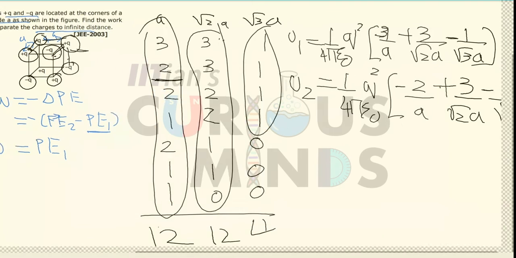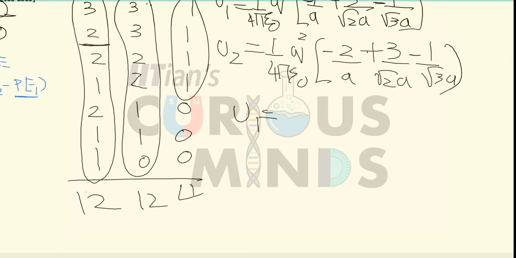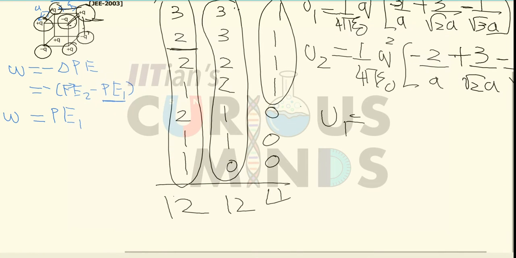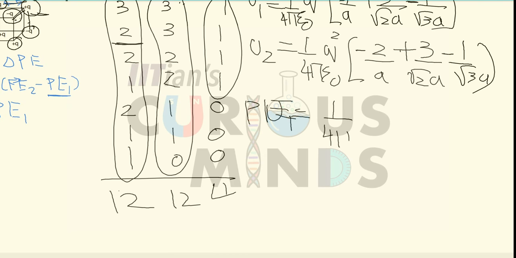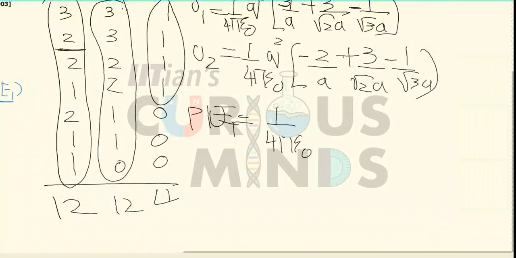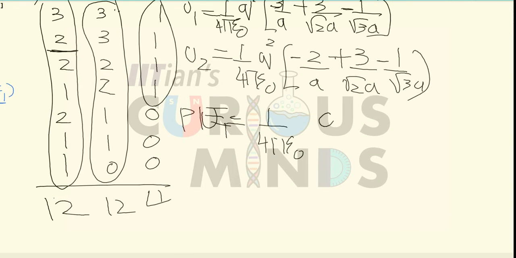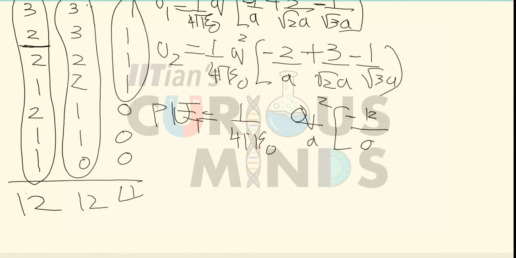Okay, the total energy of the system will be equal to the U in the first configuration, that is the potential energy. The potential energy in the first configuration will be equal to 1 by 4 pi epsilon naught into q square, whether it is capital or small does not matter, divided by a, into minus 12. Since it is a negative charge, it will be equal to minus 12 divided by a, plus 12 divided by root 2a, and minus 4 divided by root 3a.